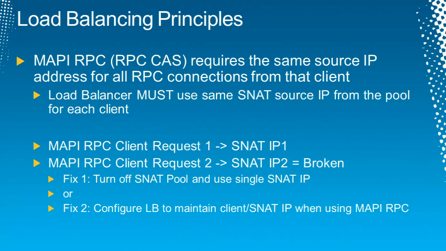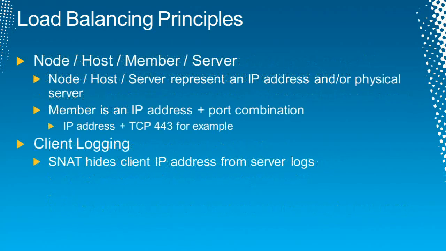It's possible on some load balancers to configure a pool, but also link that to the same client requests, or you can break it out to have multiple VIPs if you can't have that linking of client address to the same IP address in the SNAT pool when we're doing SNAT. So 2 fixes, right? Turn off the pool and use a single IP. That will ensure you have a max of 65,000 connections per CAS server in that array, or use a pool, but configure your load balancer to ensure those connections are maintained for each client to the same SNAT address in the pool.